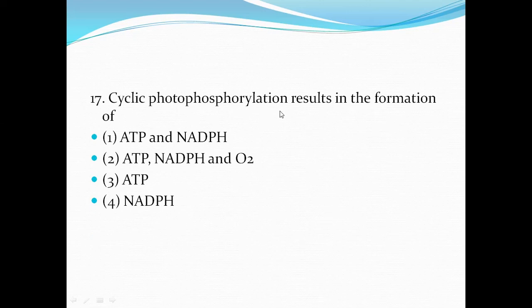Cyclic photophosphorylation results in the formation of... Cyclic photophosphorylation results only in the formation of ATP. NADPH and oxygen are not produced. NADPH, ATP and oxygen, all three are produced in non-cyclic photophosphorylation, but in cyclic photophosphorylation, only ATP is produced.